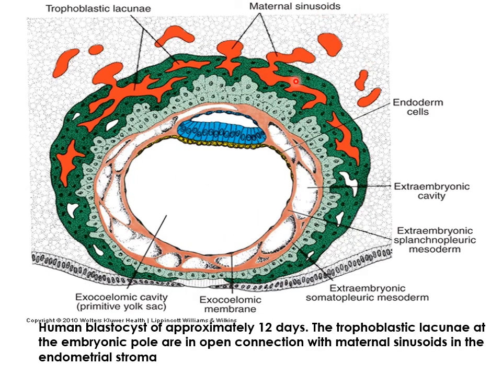As you can see here, the blood fills these lacunae, the trophoblastic lacunae, and this is the embryo again, the epiblast and the hypoblast. It will be present as the bilaminar germ disc. This occurs about day 12.